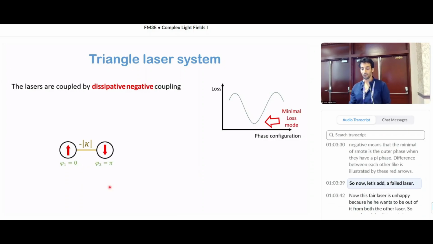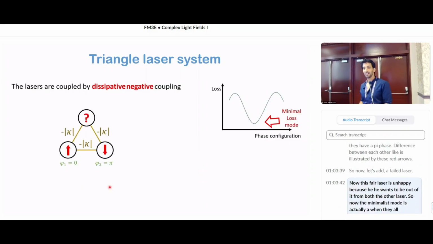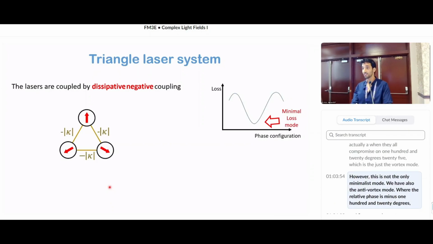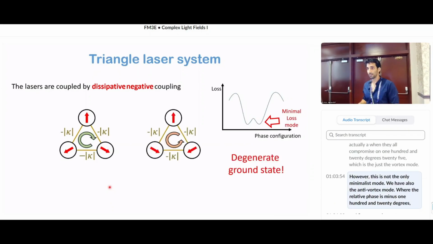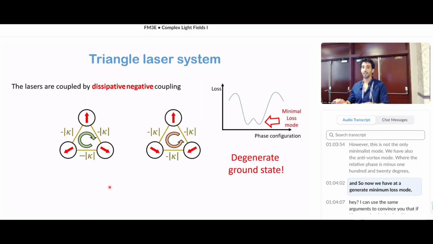So now let's add a third laser. This third laser is unhappy because it wants to be out of phase from both the other lasers. So now the minimal loss mode is actually when they all compromise on 120 degrees relative phase, which is just the vortex mode. However, this is not the only minimal loss mode. We have also the anti-vortex mode, where the relative phase is minus 120 degrees. So now we have a degenerate minimal loss mode.